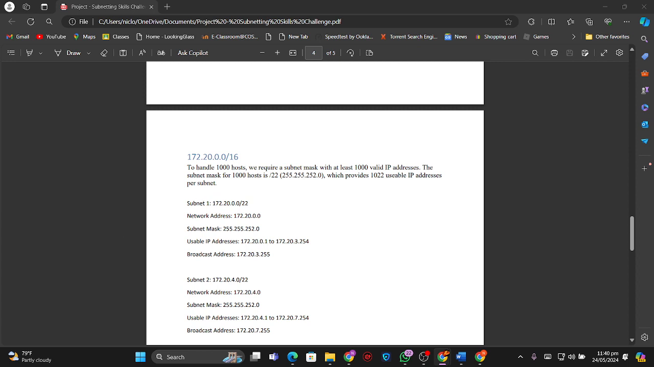The first subnet will have a network address of 172.20.0.0 and a subnet mask of 255.255.252.0, with usable IP addresses ranging from 172.20.0.1 to 172.20.3.254, with the broadcast address being 172.20.3.255.